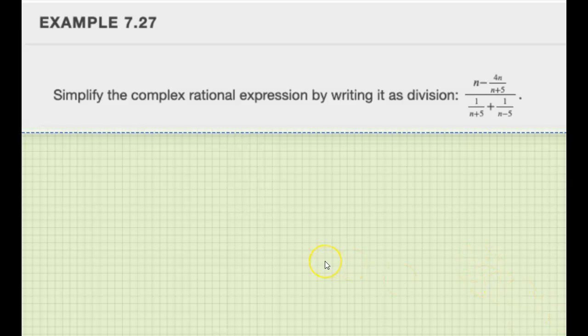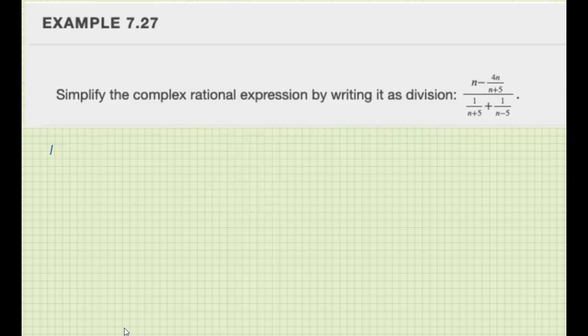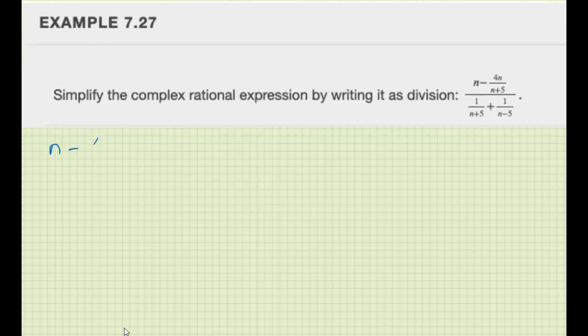All right, let's look at this expression. I'm going to rewrite it here. We have (n minus 4n over n plus 5) divided by (1 over n plus 5 plus 1 over n minus 5). Alright, so we're going to work with the top first, then the bottom, then deal with the whole fraction.